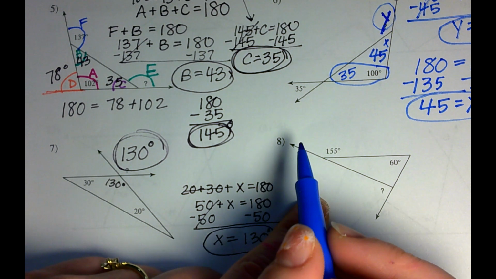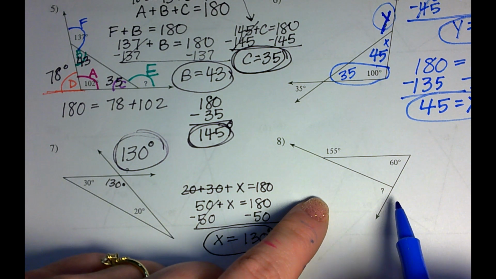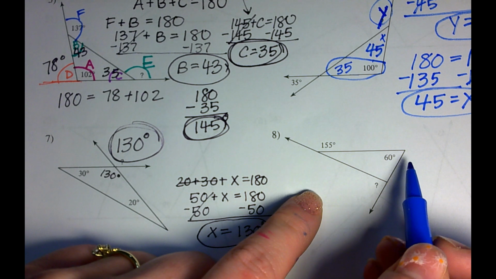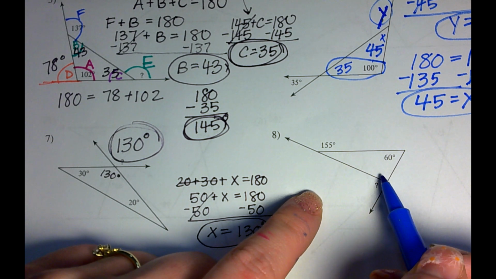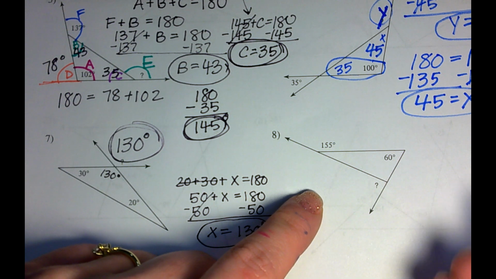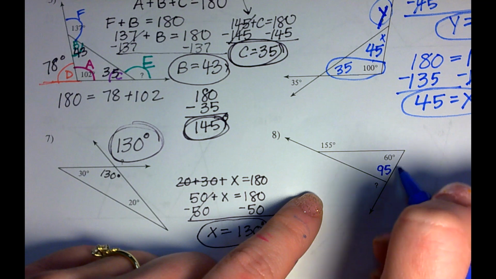Okay, so let's see, 155. And what did you say? Which one did you solve for? I have 155 minus 60, and that's 95 for the interior angle, the other interior. Oh, for this one? Yeah. Oh my gosh. You just get 85 because it's complementary.